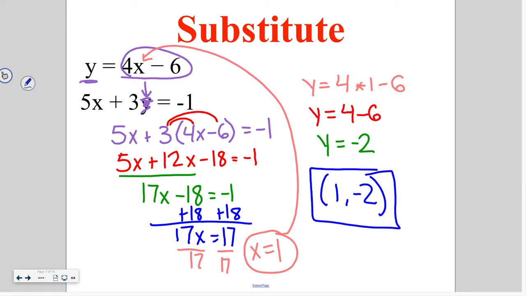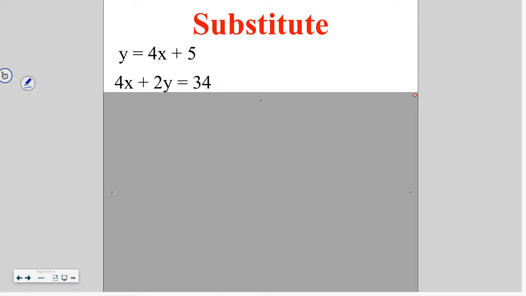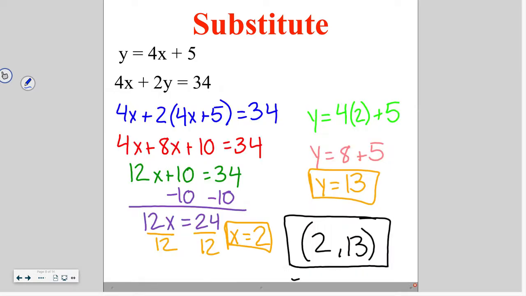So if I were to put those two lines on the graph, they would end up running into each other at the point (1, -2). Go ahead and try this one on your own.